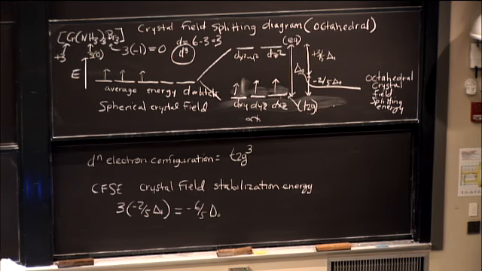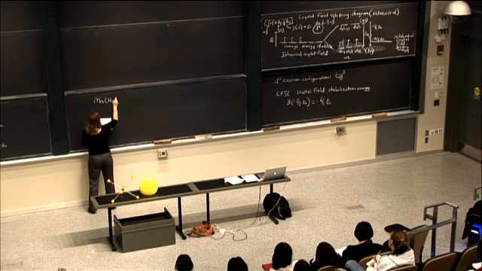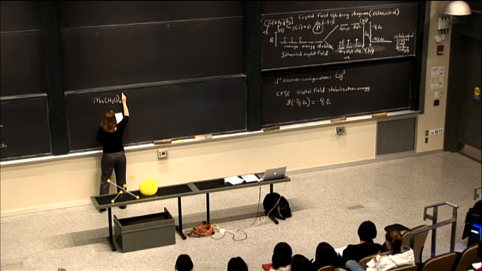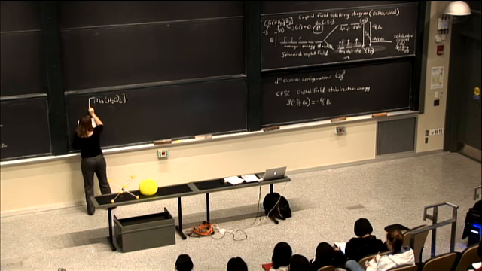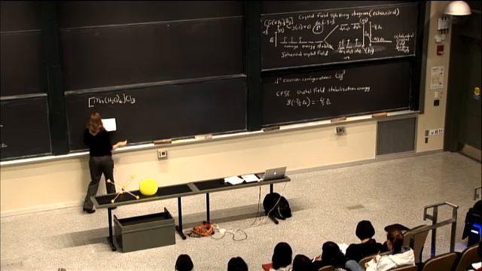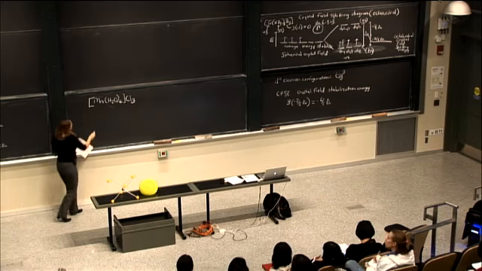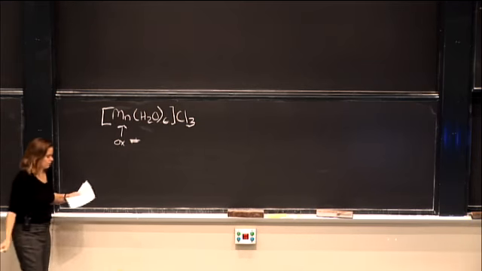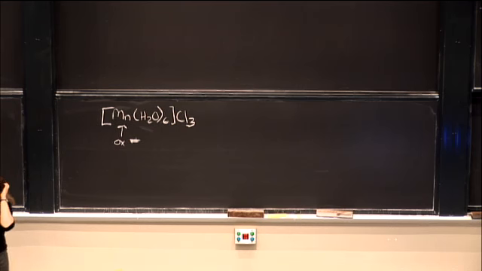So now let's look at another example. Let's look at an example of a coordination complex. You have manganese, and you have 6 water ligands and some chlorides hanging around. So why don't you tell me what the oxidation number is for this now? Not the d count, but the oxidation number.